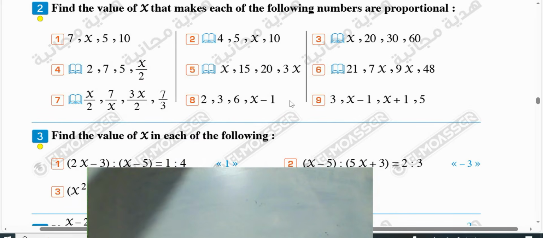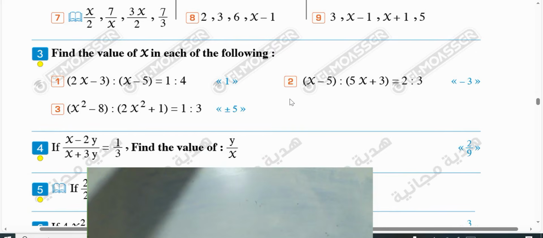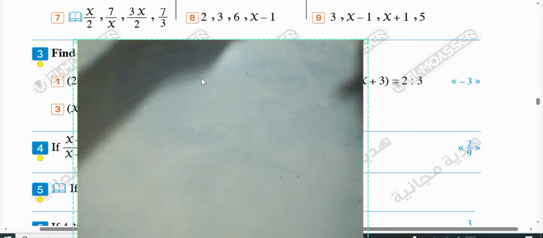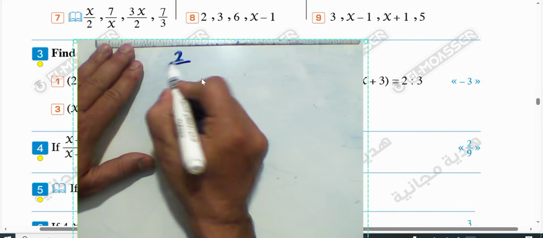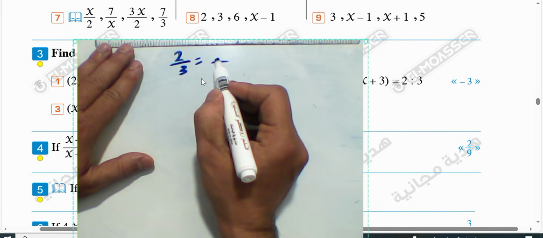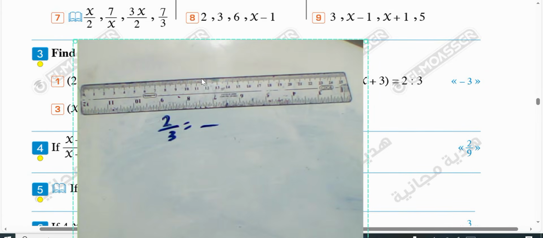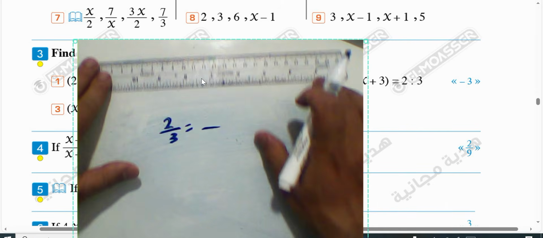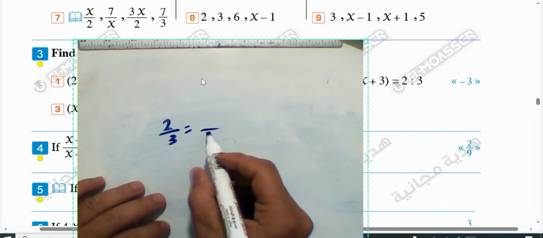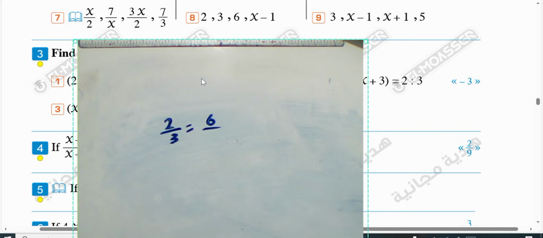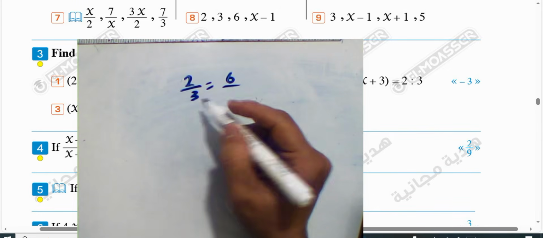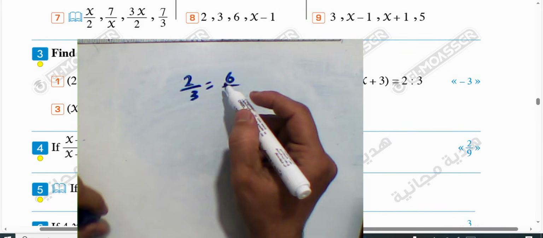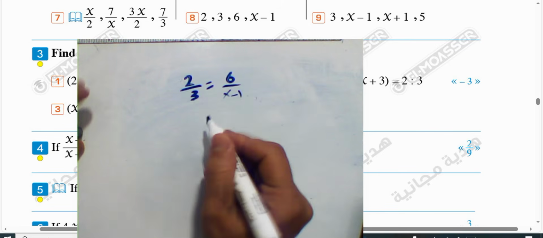Next question. Number 8. 2, 3, 6, x and 1 minus 1. Okay, 2 over 3 equals 6 over x minus 1. 2 over 3 equals 6 over x minus 1.